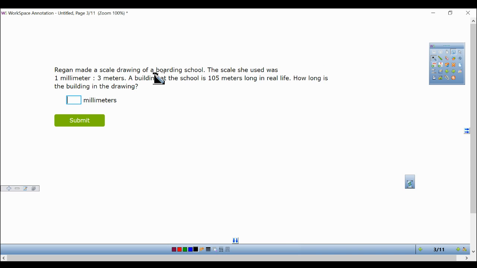Reagan made a scale drawing of a boarding school. The scale she used was 1 millimeter to 3 meters. I'm going to write that down. That's going to be important. 1 millimeter is equal to 3 meters. It says a building at the school is 105 meters long. Meters go with meters, so I'm going to put meters on this side. We know it's 105 meters long in real life. How long is the building in the drawing?